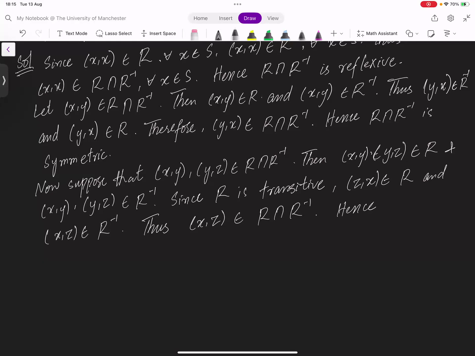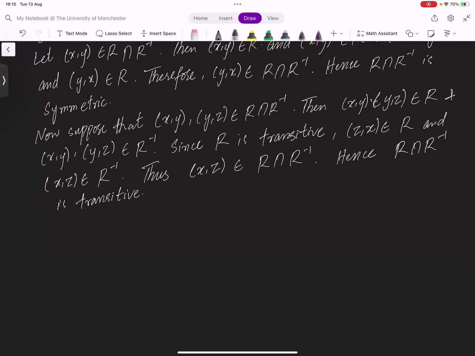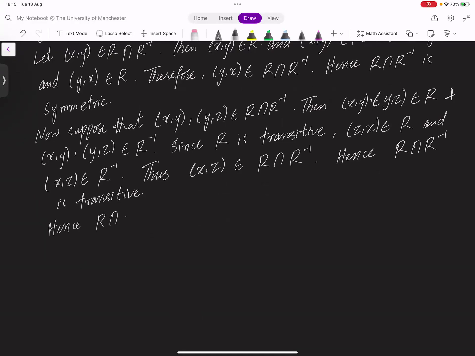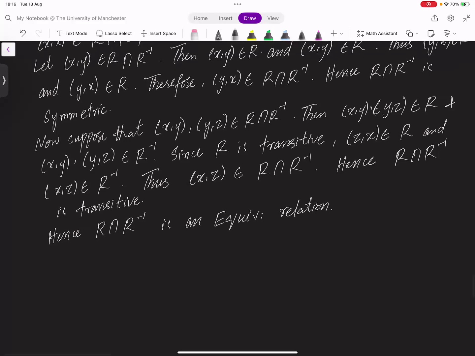Hence, R intersection R inverse is transitive. Hence, the intersection is an equivalence relation. The intersection of R with R inverse is an equivalence relation, because we have proved that this intersection is reflexive, symmetric, and transitive.